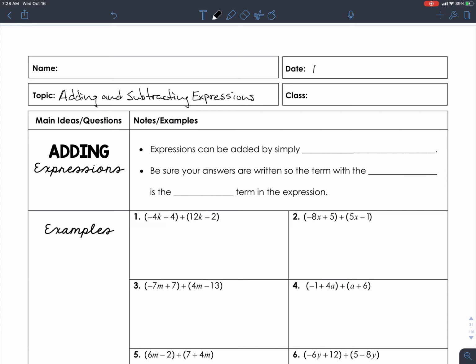And the date is 10/16/19. So you know exactly what day we took these notes, and we may be able to even go back and find them if they get lost at some point. And it helps put them in order.